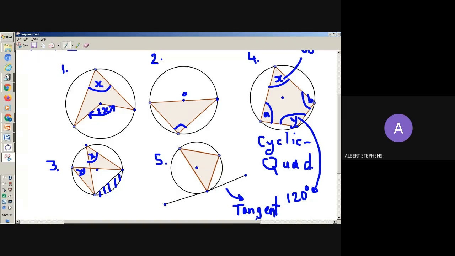All right. So number 5 now. Number 5 has the longest reason. What they're saying is that this line here is called a tangent. So, what's a tangent? A tangent is a straight line that touches the circle at just one point. It's like an airplane just barely touching the runway and lifting off again. Just touches one point.